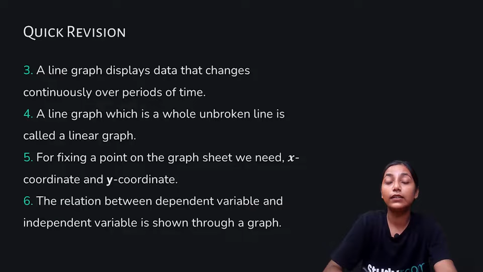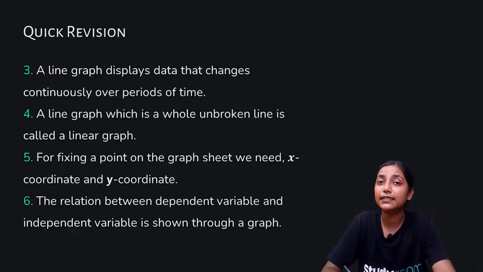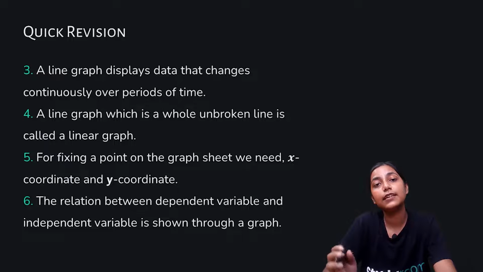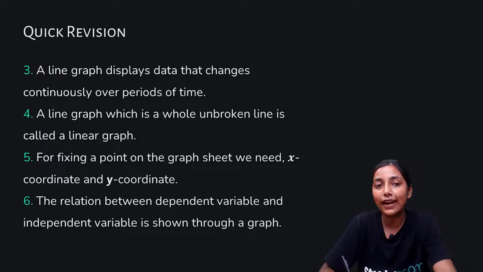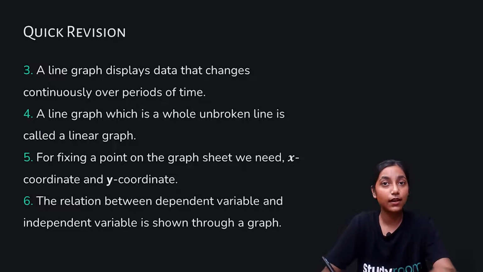Further, we read about the line graph, which displays the data that changes continuously over periods of time. So a line graph is that graph that displays that kind of data that changes its value continuously over periods of time. A line graph, which is a whole unbroken line, is called a linear graph. So then we studied about linear graphs and did some examples.